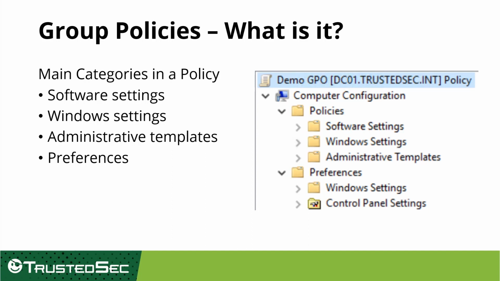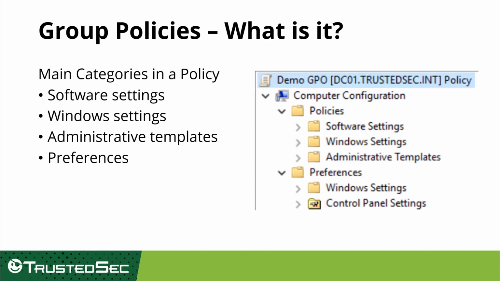Administrative templates are other Windows settings that can be configured. Examples are wallpaper on the desktop, Start menu and taskbar settings, Control Panel options, and many more. Preferences are a little different from administrative templates. Preferences were designed to help administrators set settings that the user could change later on.